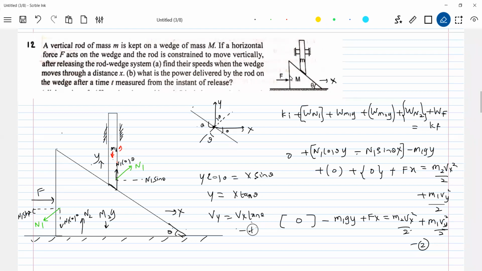Normal contact force N1 does work. Net work done by normal contact between the rod and the wedge is 0. The bracket term. Here I'm showing this.